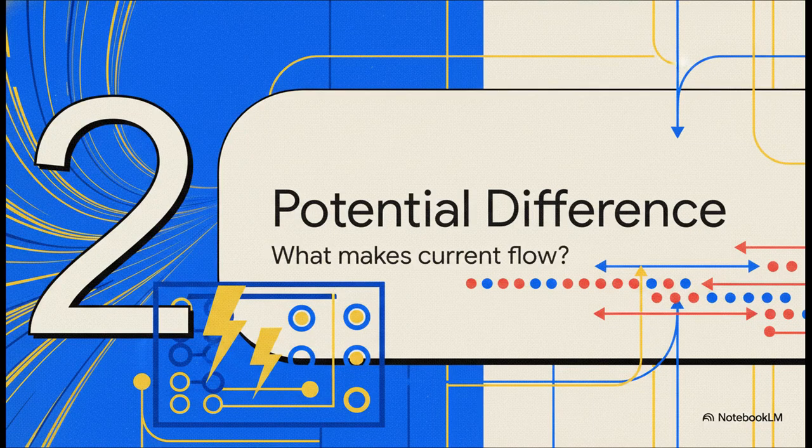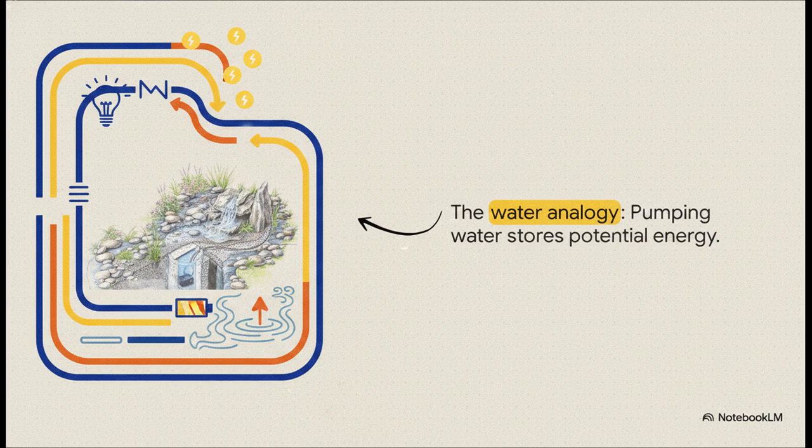Moving on to section 2, the push, potential difference. What actually makes the current flow? Seriously, what forces these invisible charges to get up and move? Well, physicists love using a classic water analogy for this, and it really works. Picture a garden waterfall. The water sitting down in the pond has low potential energy. It's just static. But a pump pushes that water up, storing this massive amount of potential energy at the very top. Then gravity simply takes over, forcing the flow downward.